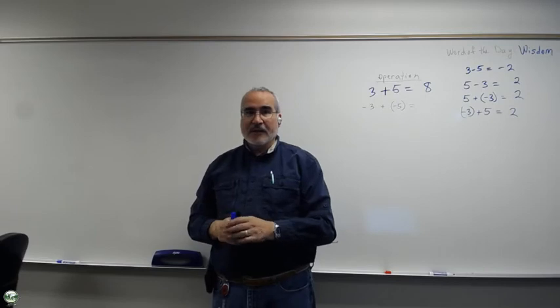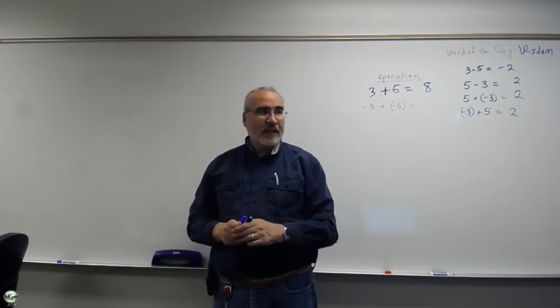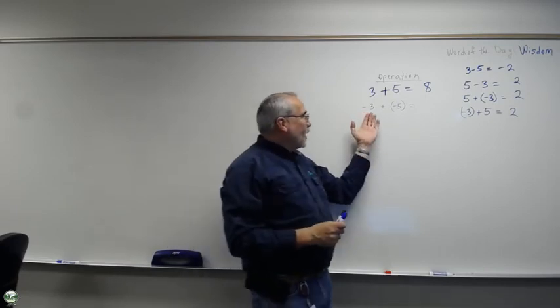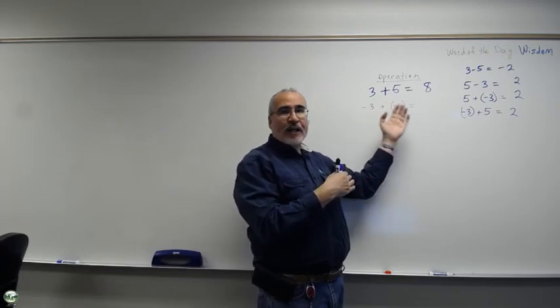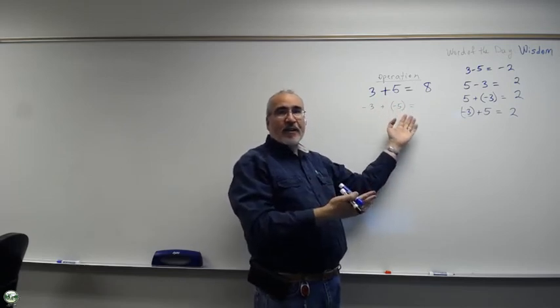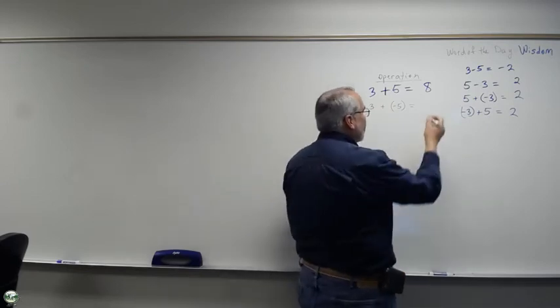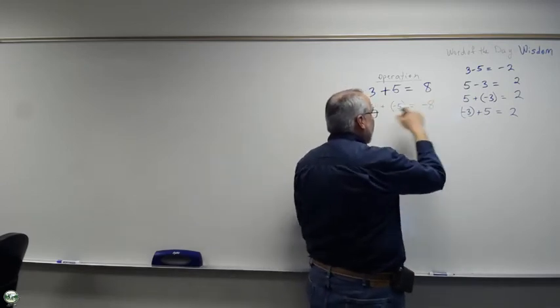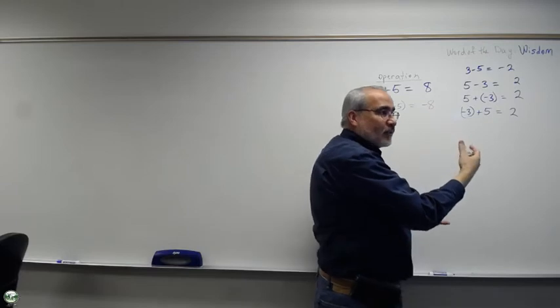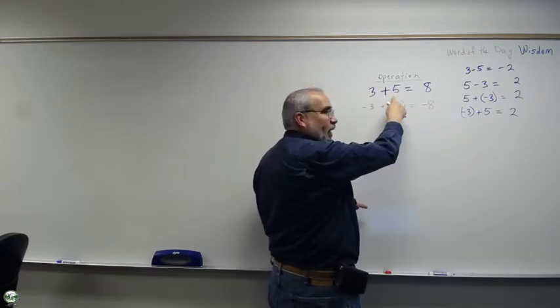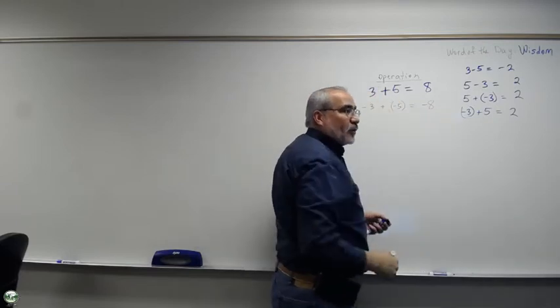What do we end up with? Negative 8. This is truly like I owe $3 and then I go borrow another $5. So I'm in debt more. So yes, this is going to be a negative 8. Notice I just added the quantities. So when the signs are the same, the operation we do is we add.